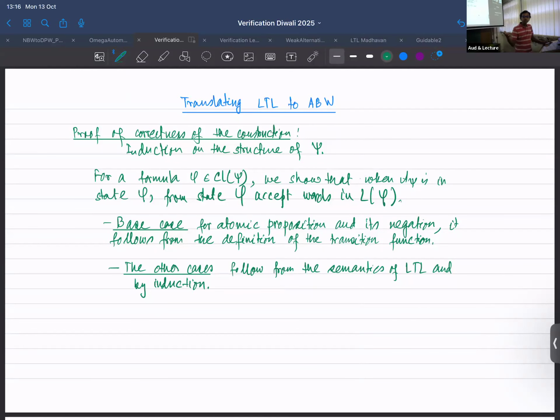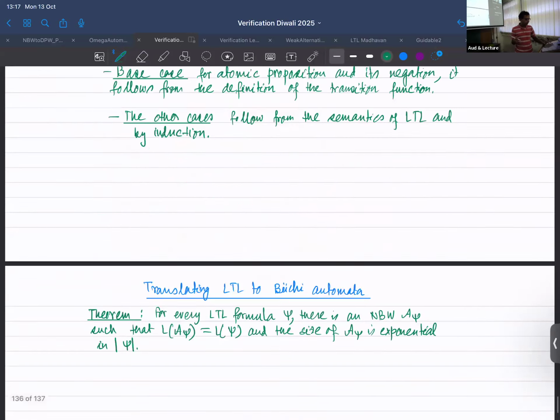For the atomic propositions we already saw, you have the p and then the letter a, so p has to be in a or p is not in a, that works. The other cases follow from the semantics of LTL and by induction, so you can try. We'll discuss this more when we do the direct translation from LTL to GNBW. And it will also require you to argue about the alpha, like the release operator, things like that.